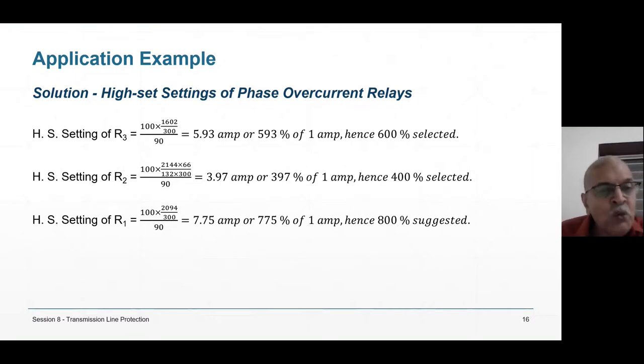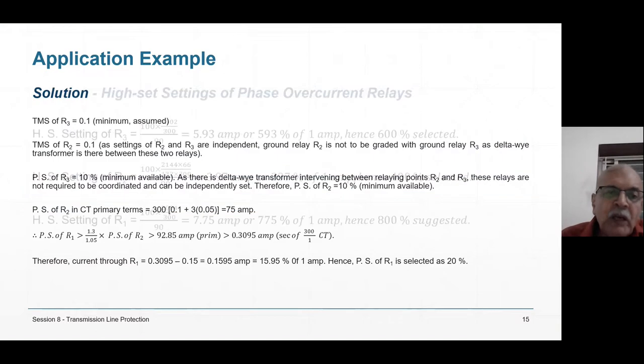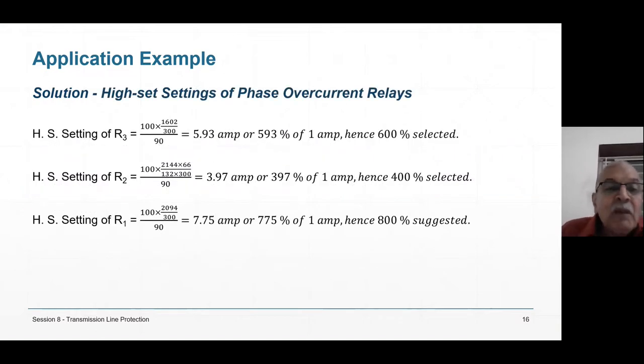High set setting of R2 is 2144. We have gone for earlier bus 2144. Let us see, 2144 means, but between R2 and R3 there is 66 by 132 transformer. So current will be less on R2 side. So according to that, the high set setting comes out to be 397%, but that is not available. Minimum 400% is available, so you'll have to go for 400.